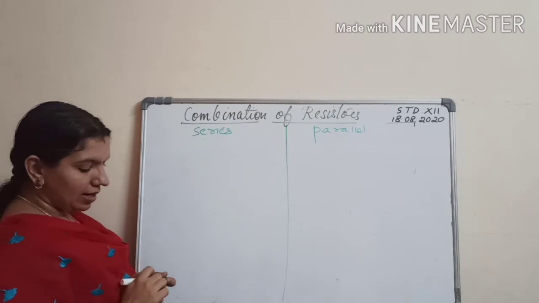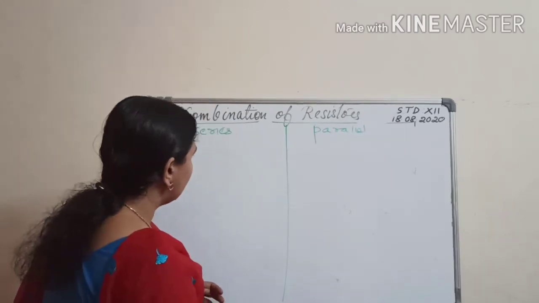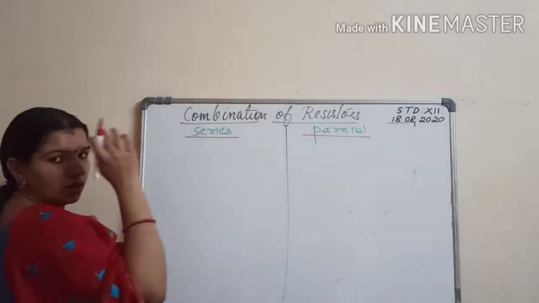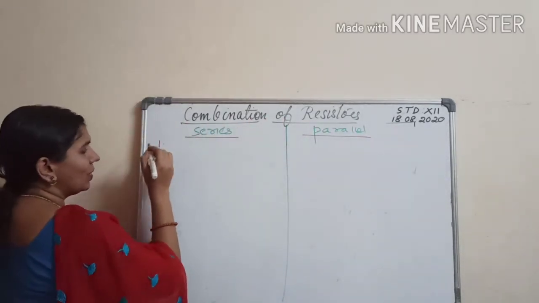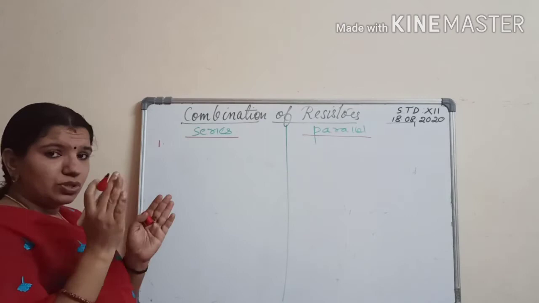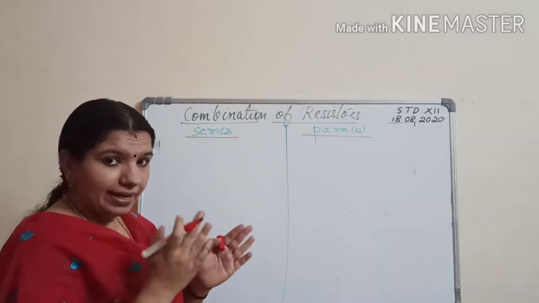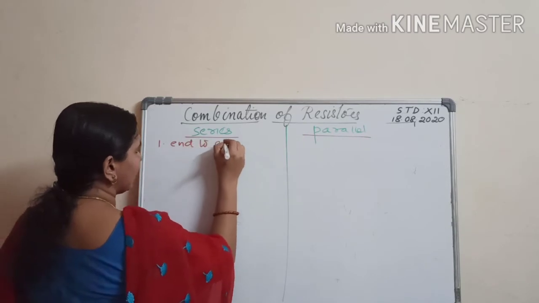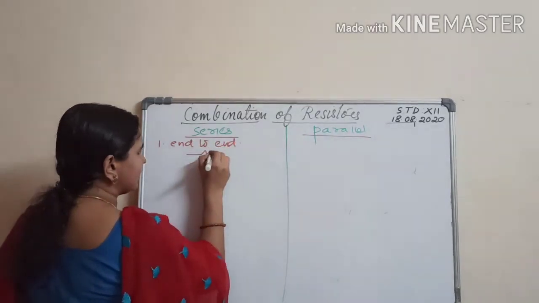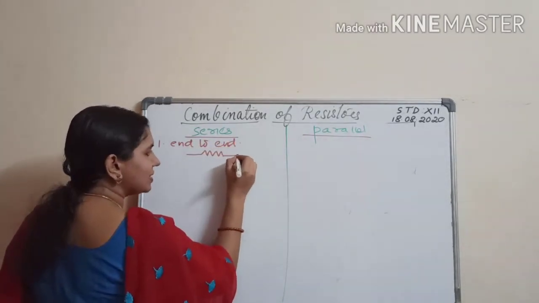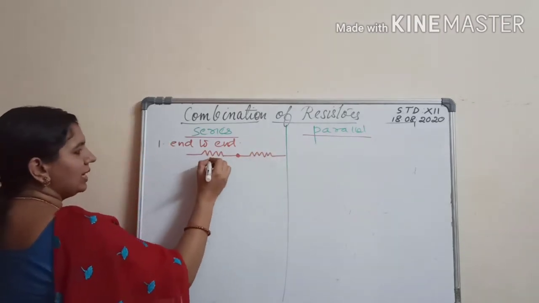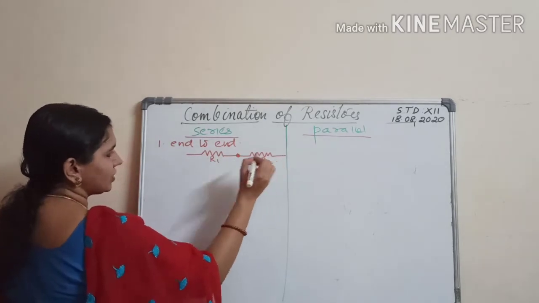Series and parallel combinations. Now listen, in series combination, the main points that you want to keep in mind is, first one, what is series combination? It is end to end connection. So if this is the resistor, the end of this resistor is connected to another resistor like this. This is called end to end connection.